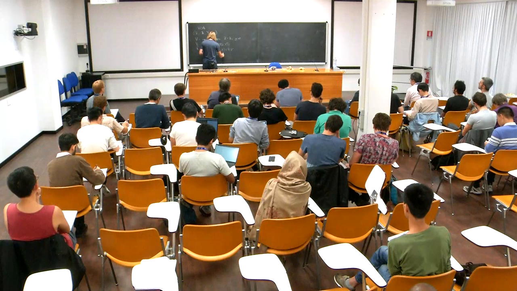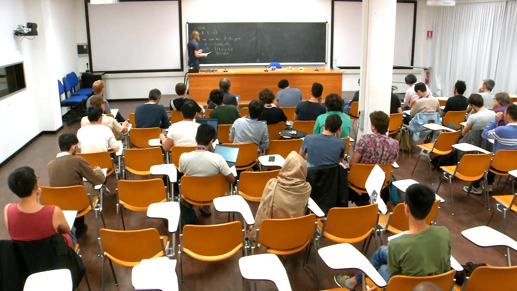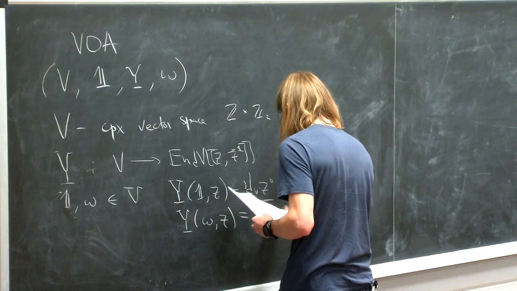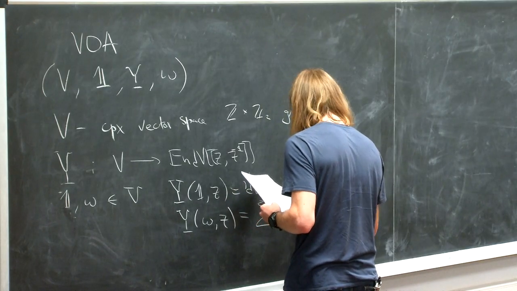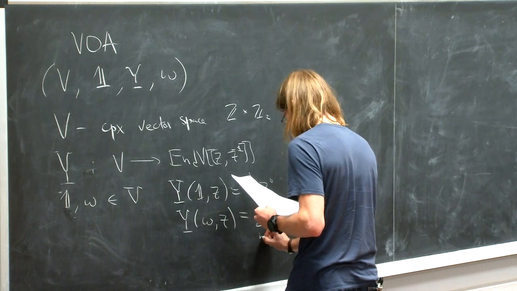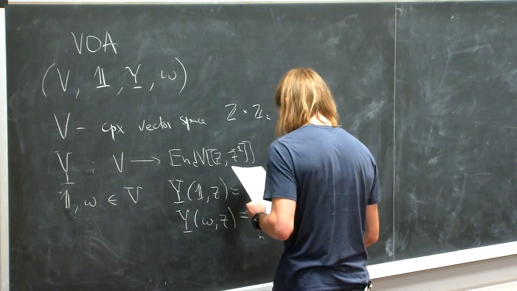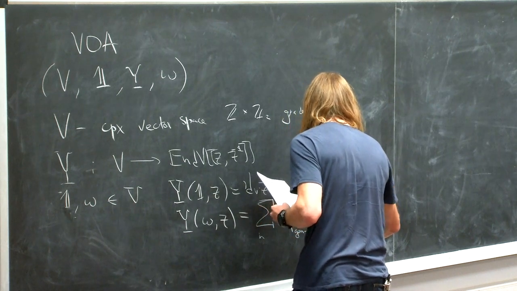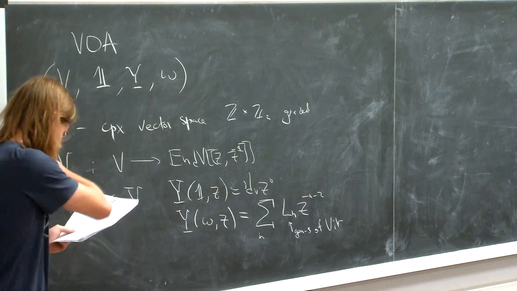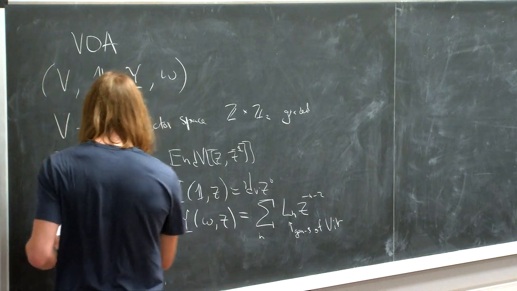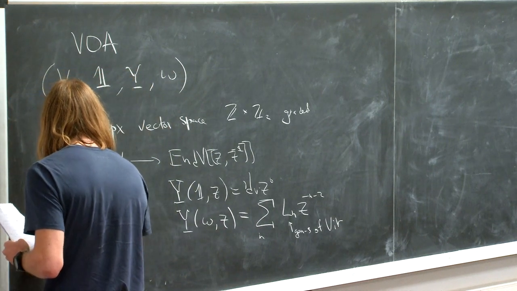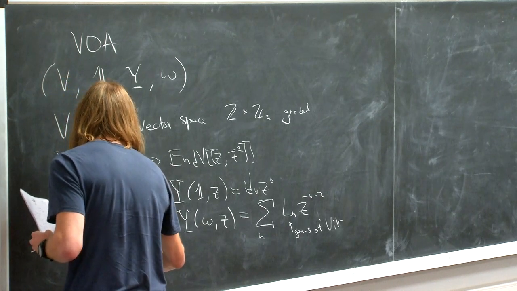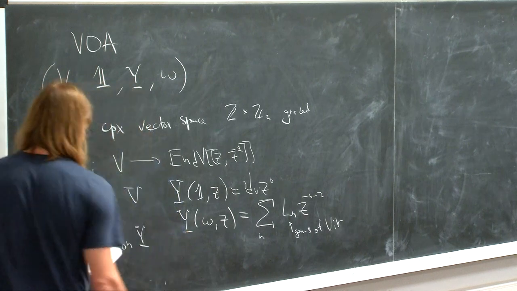The conformal element, also known in physics as the energy momentum tensor, gives a series for which the coefficients are generators of the Virasoro algebra with a certain fixed central charge. And there was a locality condition on Y, which I'm not going to repeat.